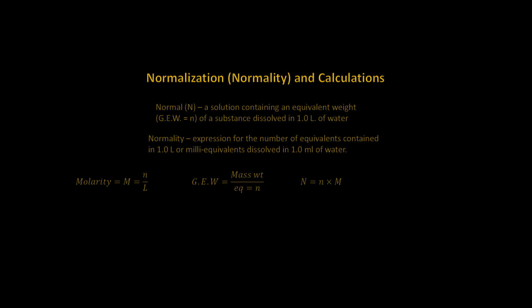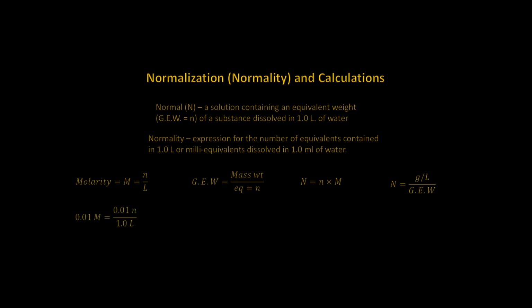Normality, being N, is equal to the number of equivalences multiplied by the molarity of a substance in solution. It is also equal to the number of grams of a substance in a liter of water, divided by the gram equivalent weight of a substance.